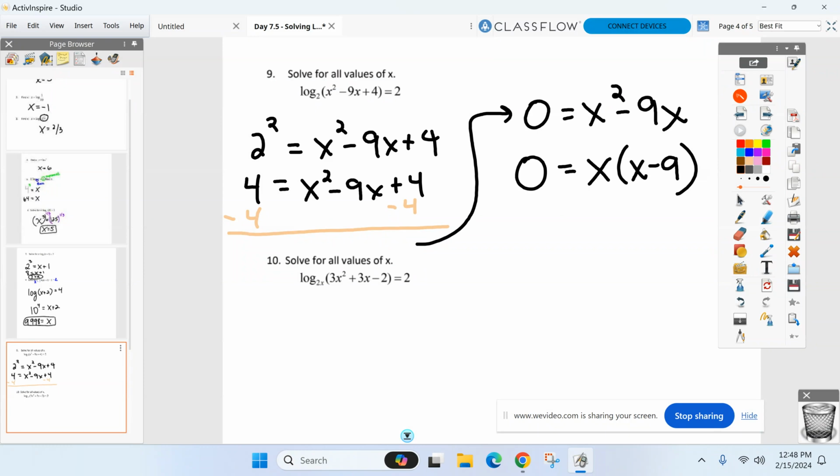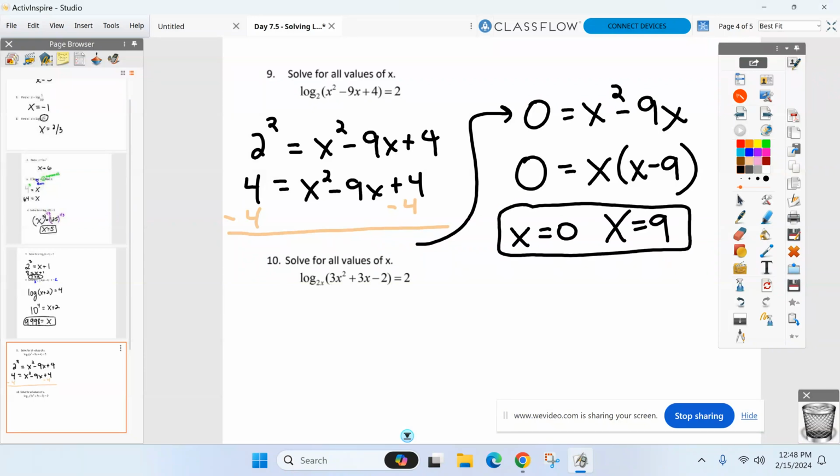How many answers here? 2. I see the 9. What's your other one? Good, good. Got to set the GCF equal to 0. Also be on high alert, especially when you have 2 answers. Rejection is a definite possibility, but not here. They both check out. You get 0 and 9.